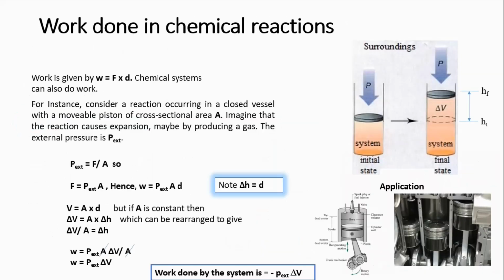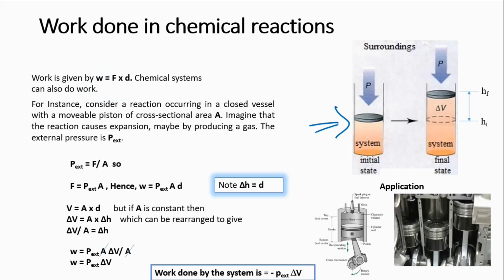Now, what we want to look at now is how can we quantify mechanical work done by chemical systems? How can we quantify mechanical work? Now, earlier I mentioned that work is equal to force times distance. Okay? Well, so work is equal to force times distance. Now, how can this be applied for chemical systems?